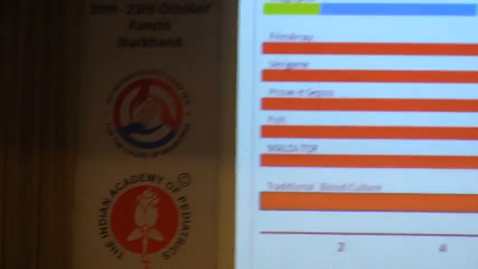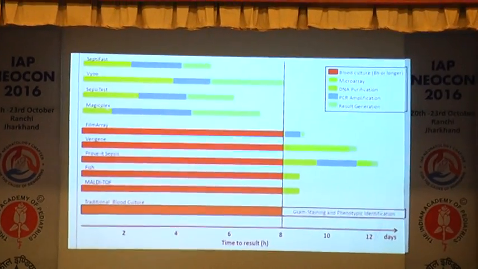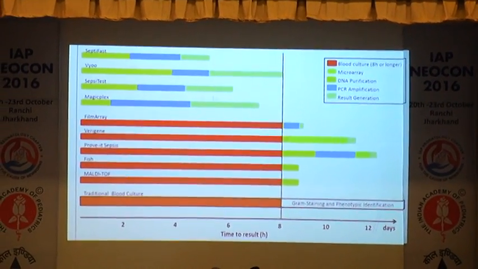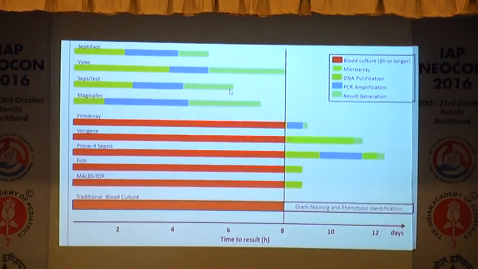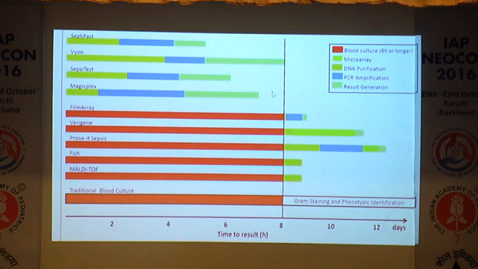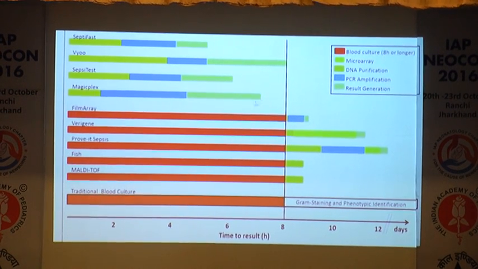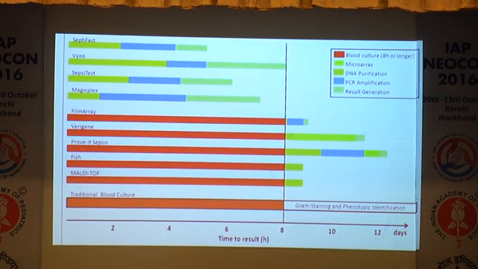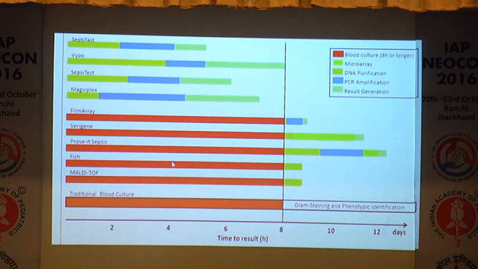Look at this slide. This is Safety fast. You can find out everything within 5 hours. You can find out by 8 hours with another one. Sepsis test: by 6 hours you can find out the microbe and sensitivity pattern. Magicplex: by 9 hours, 7 hours you can find out everything. These are culture independent. Once you get a culture, within 24 hours you can grow a microbe. You take the microbe out and then see what microbe it is and its sensitivity pattern.